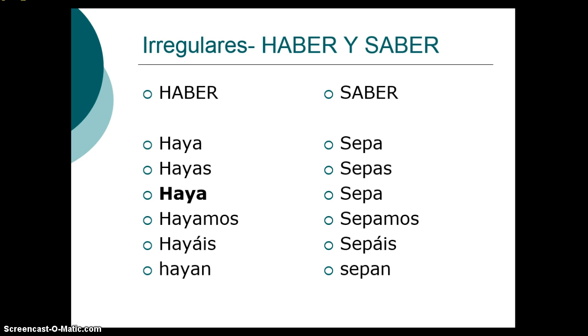And then finally, the last two irregulars we're going to look at today are haber and saber. With haber, you can use any of these forms to create various tenses, perfect tenses with the subjunctive. But really, the only form we're going to be concerned with at this level right now is haya, which is just the subjunctive of hay, there is or there are. So repeat after me. Haya. And then we'll go through saber. Sepa, sepas, sepa, sepamos, sepáis, sepan.